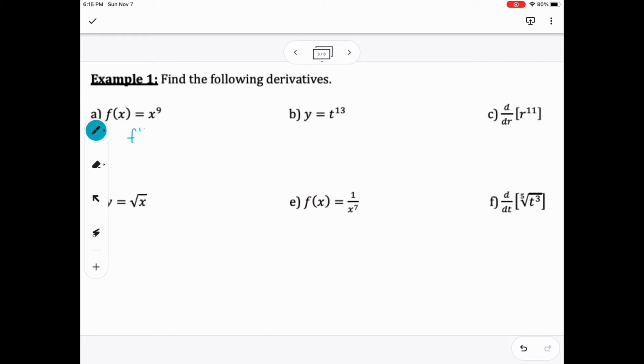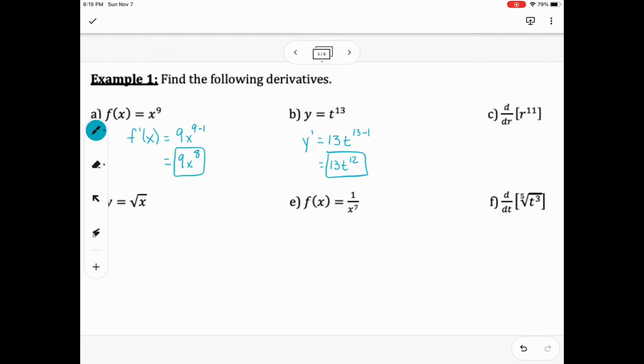So for the first one, letter A, I have x to the 9th. So that means I'm going to take the power of what I have and move it out front. And then the power that I currently have will become 1 less. So the result will be 9x to the 8th. Now it doesn't have to be always x. So for letter B, same thing happens. 13 moves down. 13 for our power becomes 1 less. So I get the derivative of 13t to the 12th.